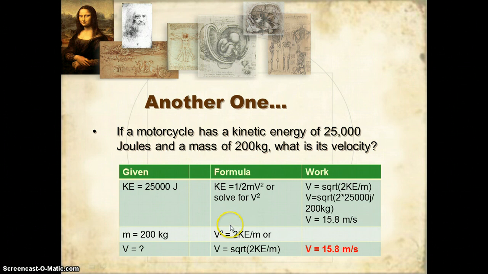In order to do that, we have to get v squared all by itself. We multiply both sides of the equation by 2. That'll get rid of the 1/2. And then we're going to divide both sides of the equation by m. So we get v squared equals 2KE divided by m. To find v, we take the square root of both sides, which gives us v equals the square root of the quantity 2 times the kinetic energy divided by the mass. Plugging these numbers in, we can see that v comes out to be 15.8 meters per second.